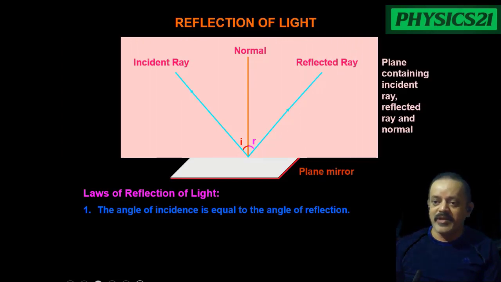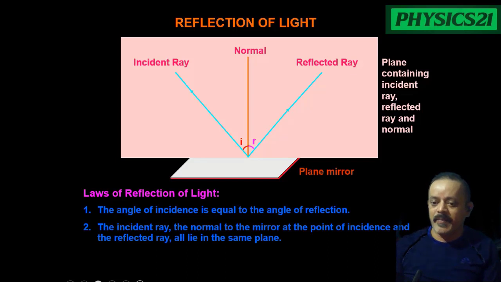Now in the second point, the incident ray, the normal to the mirror at the point of incidence, and the reflected ray all lie in the same plane. So you can see in this diagram, all are in the same plane. This is the plane in which all three will be: incident ray, normal and the reflected ray.